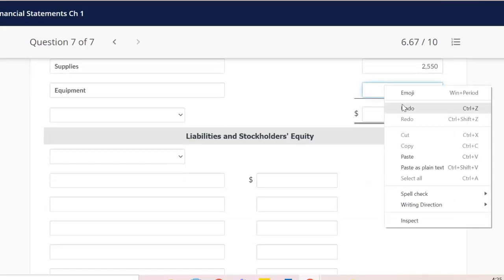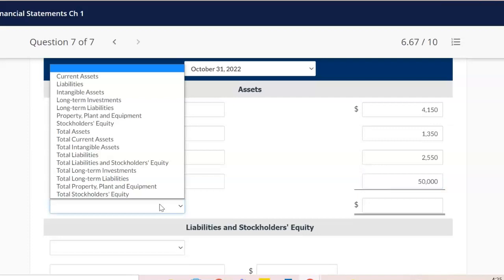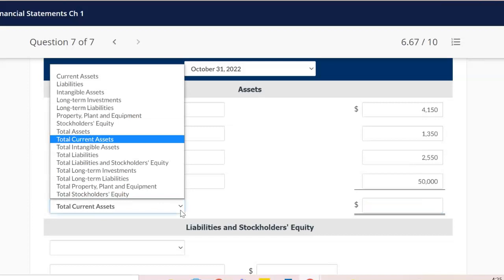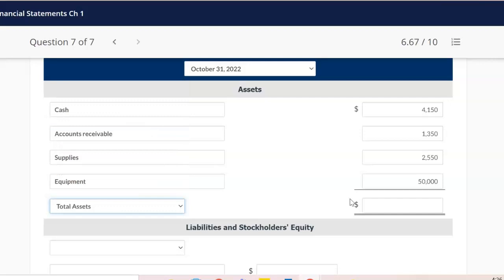So last, you total the assets. Total assets. Total what? Oh, right, yeah. Should be total current assets. Okay. No, it's not current. No, that's not the right one. Go back. Total assets right there. Okay, add those up.